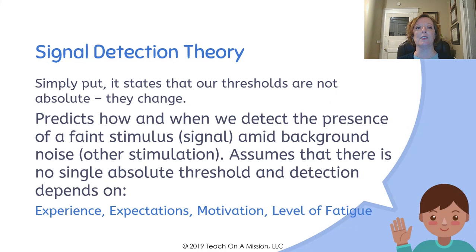The next idea is signal detection theory. Simply put, it states that our thresholds are not absolute, they change. Signal detection theory is going to predict how and when we are able to detect the presence of a faint stimulus or signal, even though there may be some background noise or other stimulation happening. The theory assumes that there is no single absolute threshold and that our ability to detect a stimulus depends on experience, again, expectations, motivation, and levels of fatigue.